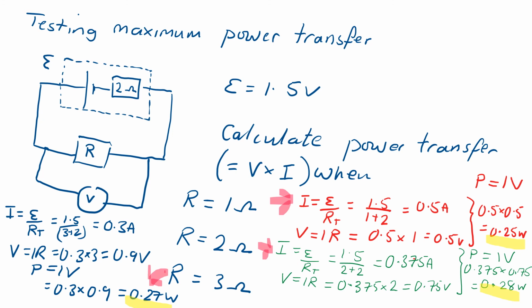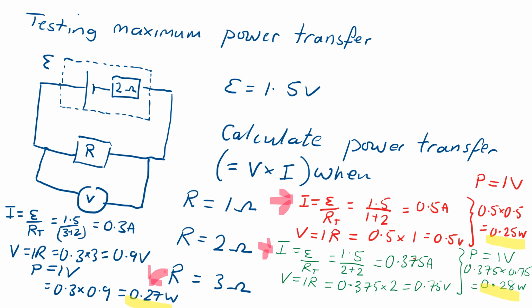We do a similar thing with the 2 ohm resistor. You can see the working here. And we find that the power transferred is 0.28 watts, so that's higher. And then we do the same thing with the 3 ohm resistor, so it's over on the left, bottom left here, blue writing, and we get 0.27 watts.